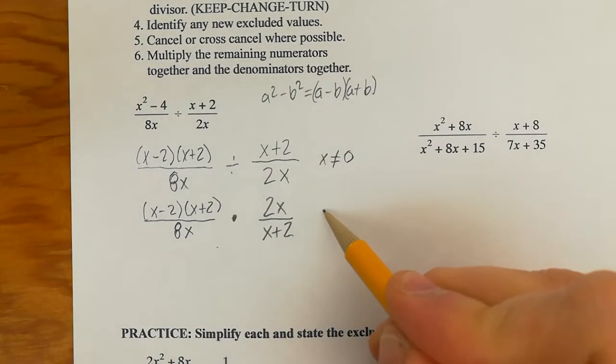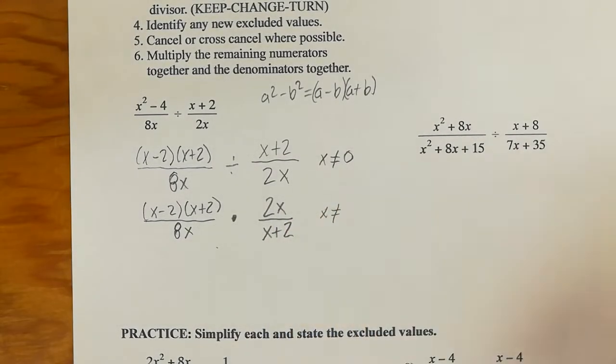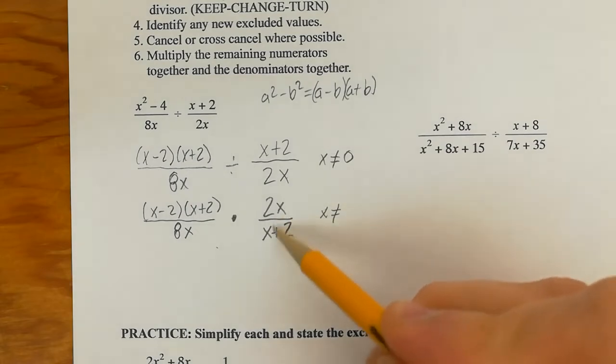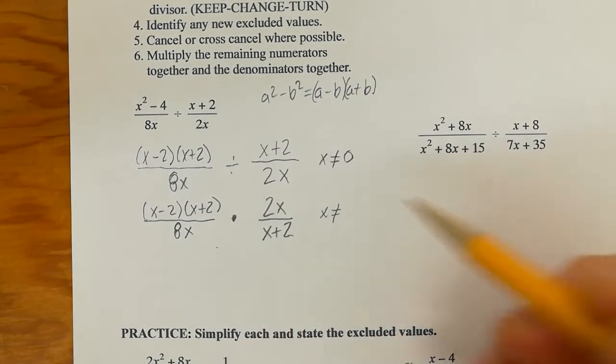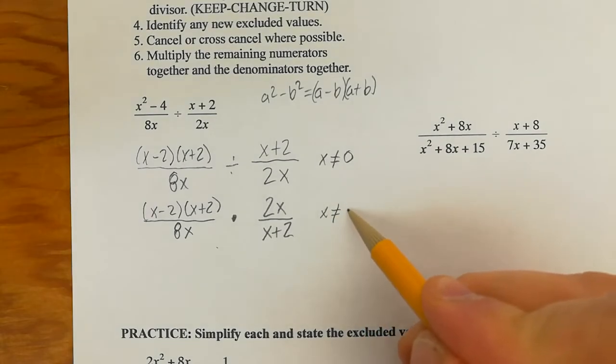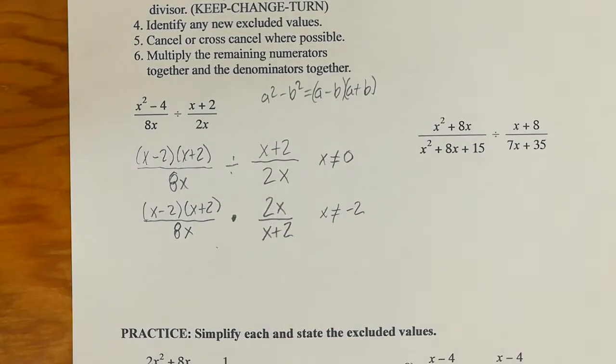Now you have to go through and think about, do we have any more excluded values? Really all that changed is the second fraction. We already have the 0 here. I'm just going to say x does not equal negative 2. That's a new excluded value we have. So that's another additional step on these dividing problems.